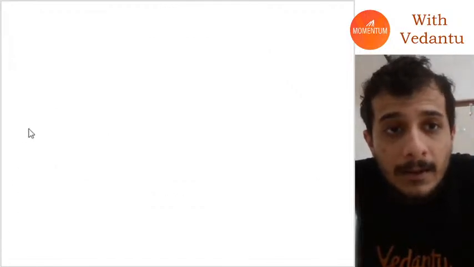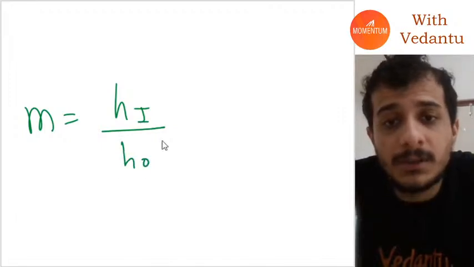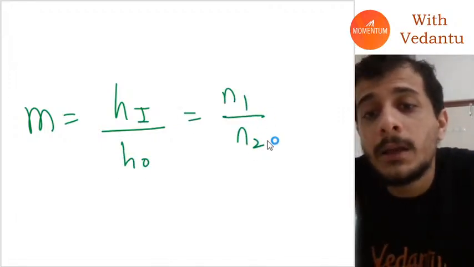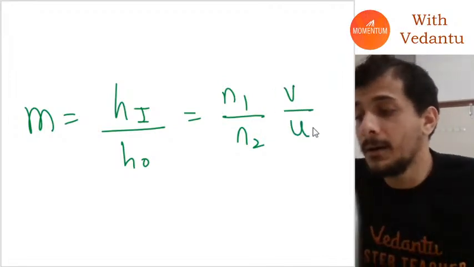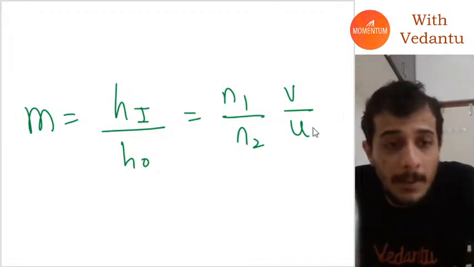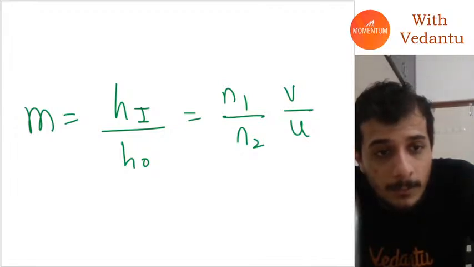Which means that the magnification m, which is height of image upon height of object, is just equal to n1 by n2 into v by u. There is no negative sign here, remember that. Please remember that. I hope everybody understood, guys.